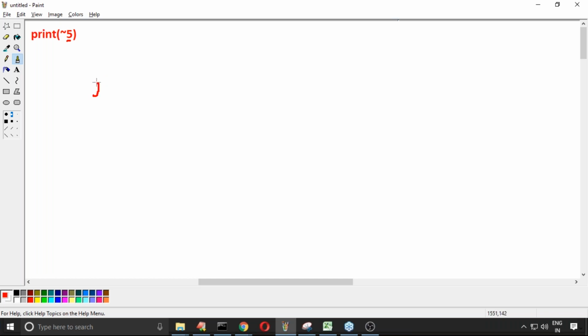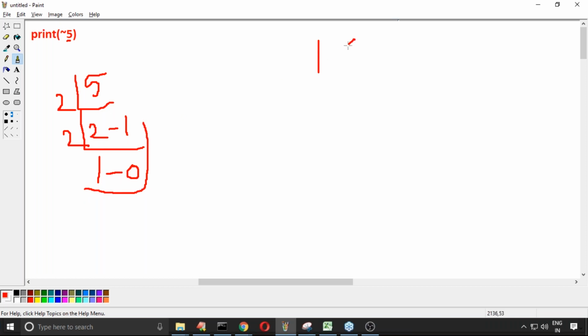If you want to convert 5 into binary, divide by 2. 2 twos are 4, 1 is the remainder. Again, 2 ones are 0 with 1 as the remainder. Okay, 1 0 1 is the binary equivalent of 5. Any doubt? How to convert a decimal number into binary? You have to read from bottom to top. 101 is the binary equivalent of 5. Clear? So 5 in memory is represented as 101.